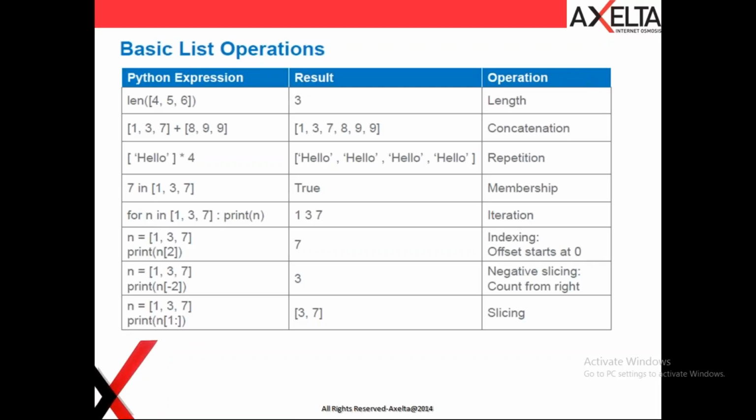Suppose I write n of, I'm not giving any starting index, and directly I'm giving the ending index. It means I'm considering it from where? From the starting, from where?